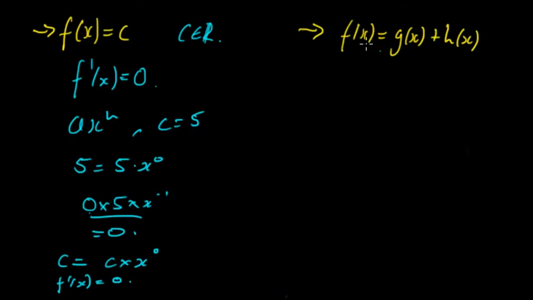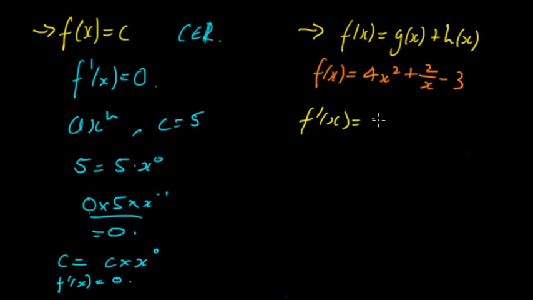Another one is f(x) is equal to g(x) plus h(x). So before, in all the other terms, we've just looked at when there's been one term. But what about if f(x) has multiple terms? So this could be if f(x) is equal to 4x squared plus 2 over x minus 3. So obviously there are 3 terms here. Well, the derivative of f(x) is equal to g dash x plus h dash x.